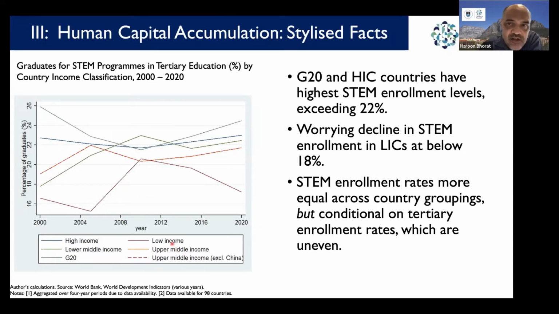And the semi-good news is that the gaps in STEM enrollments are slightly smaller. So in other words, even though you've got a large gap in university enrollment rates across regions, once you get in and you look at enrollment rates by field of study, the gaps across regions are narrower. There is, though, this worrying decline. Look at this. Over the last decade, you've seen the significant decline in low-income countries' STEM enrollments.